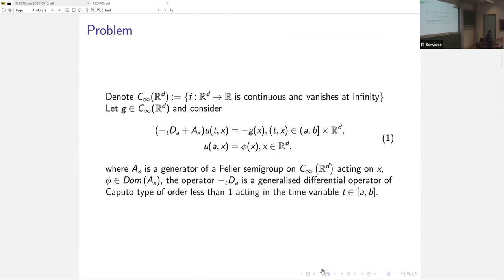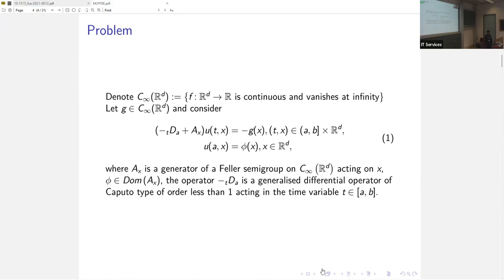And today I'm talking about the Monte Carlo estimation of the probabilistic representation, and estimating the upper bound of the error between the estimator and the solution, and also estimating the fluctuation via the central limit theorem and constructing the confidence interval. Okay, now let's see the problem.